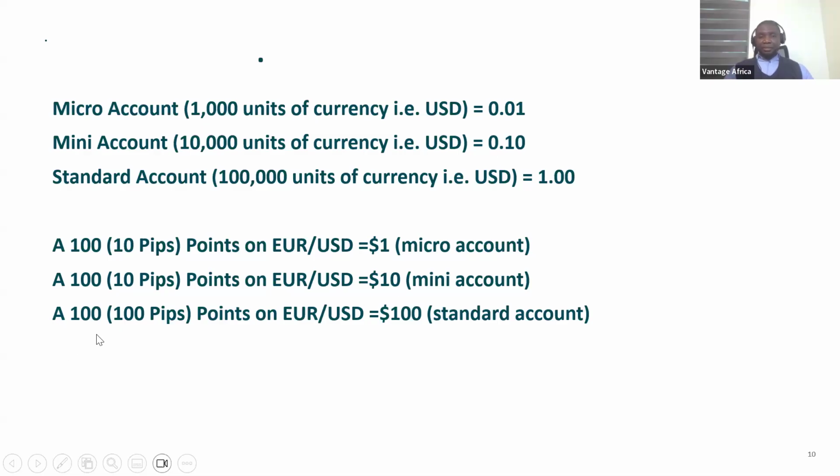You take the same trade, the same Euro USD trade, nothing has changed. You take 10 pips, and you use a standard lot, and you get $100. The same currency, the same trade, the same pips value that you're catching, but the only difference is the lot size. So micro lot, mini lot, standard lot gives you something totally different, very far apart. So this is so important.